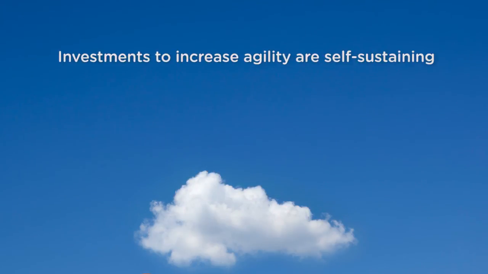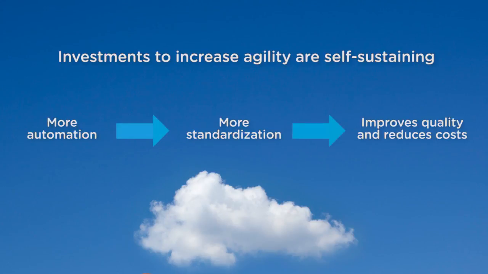What did VMware learn using its own products? The decision to invest in agility was self-sustaining. VMware improved agility to meet developer needs and speed up the software development lifecycle. They also found that more automation leads to more standardization, which improves quality and reduces cost. These new capabilities were not incremental improvements. They transformed the way the organization delivers IT as a service.